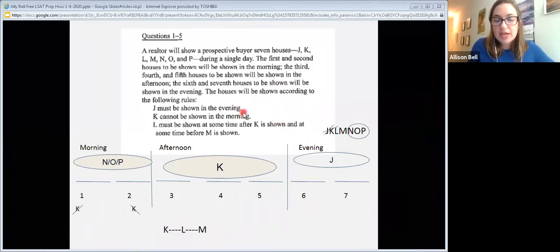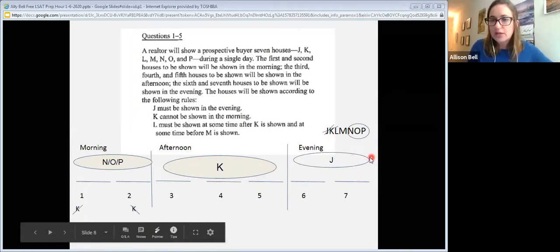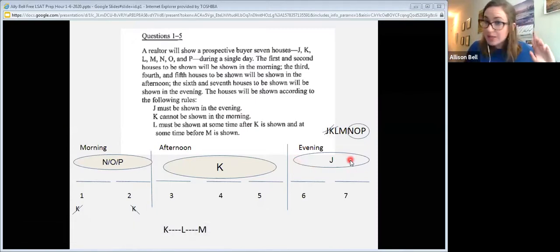So we start with J has to be shown in the evening. I don't know exactly when in the evening J is going to be shown. So what I do not want to do is just put J in 6 or J in 7. So instead, I put kind of this little cloud of mystery above spaces 6 and 7 that show me J's going to go over here somewhere.